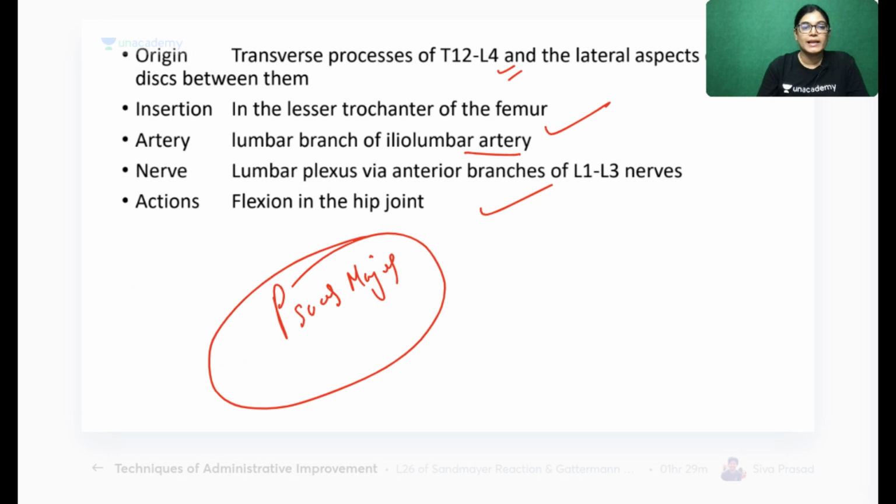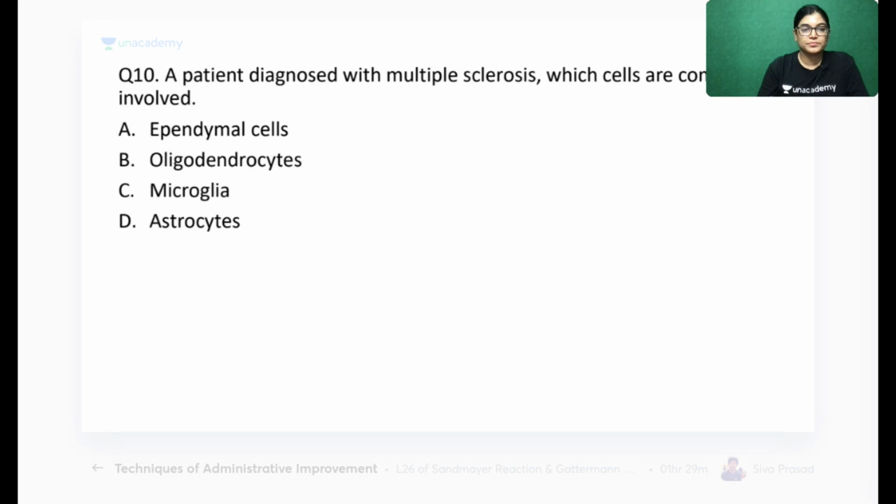Now let's move on to the next one, question number 10. A patient is diagnosed with multiple sclerosis. Which cells are involved? Those who want to give the answer can write their answers accordingly. So a patient is diagnosed with multiple sclerosis. Which cells are commonly involved? Ependymal cells, oligodendrocytes, microglia, or astrocytes?